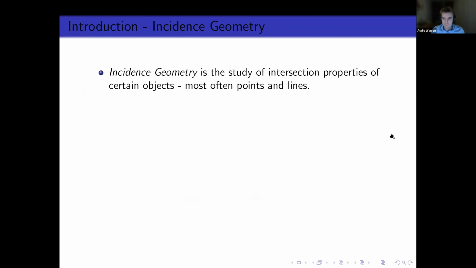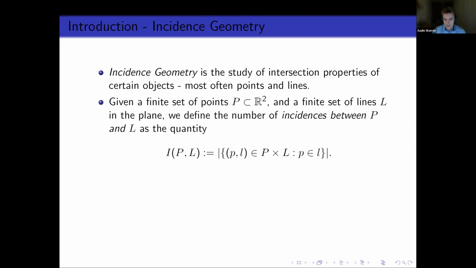So let's talk about some basics before we do anything. What is incidence geometry? It's the study of the intersection properties of certain objects. That's a very general thing to say, but in most cases where we try to apply these bounds to certain problems, we'll be interested in the case of, say, points and lines. What does this mean? If we have a finite set of points P, for the moment I will look in the real numbers, just to keep it simple, and we have a finite set of lines L.